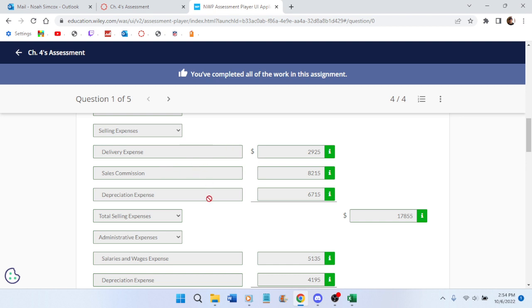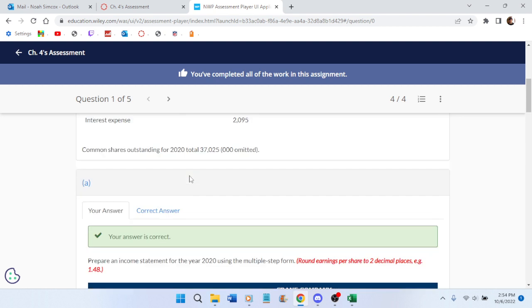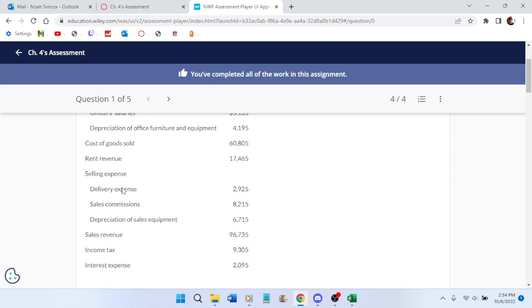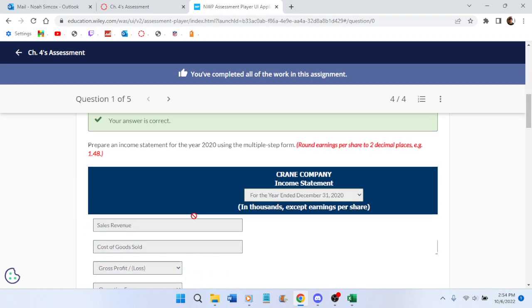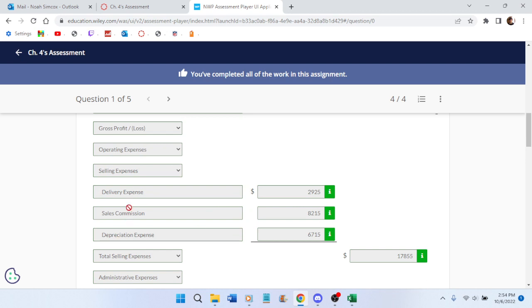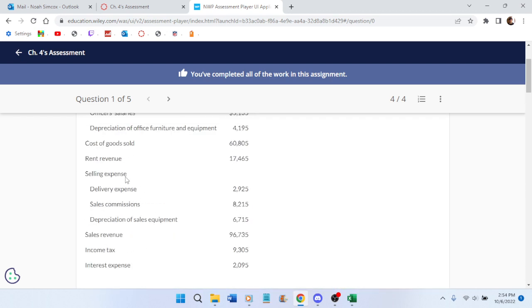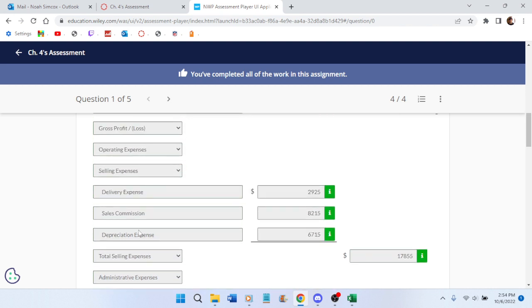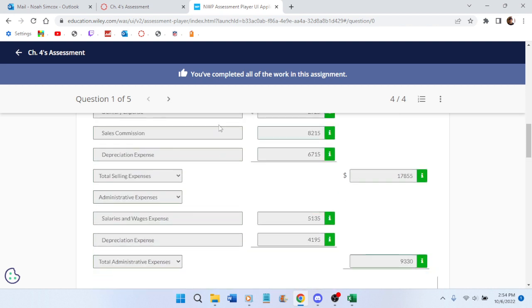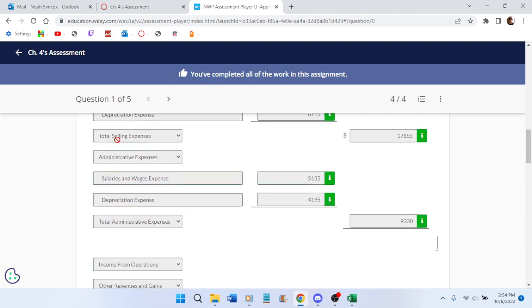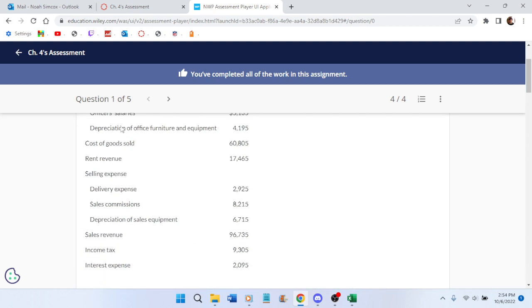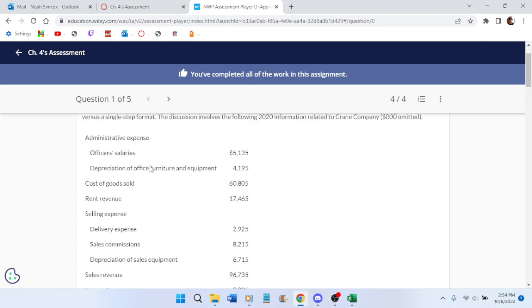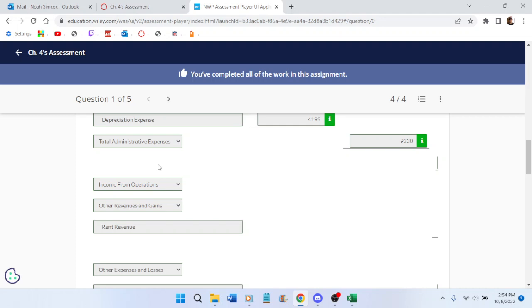Now, this was a weird thing because I think I was having trouble with this originally because I didn't know what to name the accounts. So basically we have delivery expense, sales commissions, and depreciation of sales equipment. I wasn't sure what to put, and it turns out depreciation expense was correct. That seems very obvious. Then total selling expenses. Now, administrative expenses. We have officers' salaries, and we have depreciation. So we have salaries and wages expense.